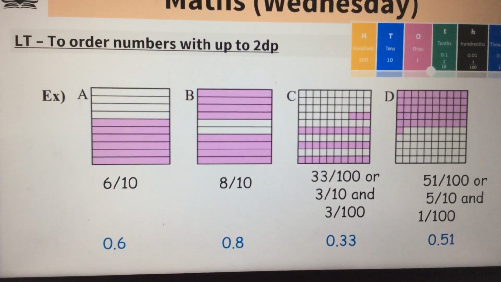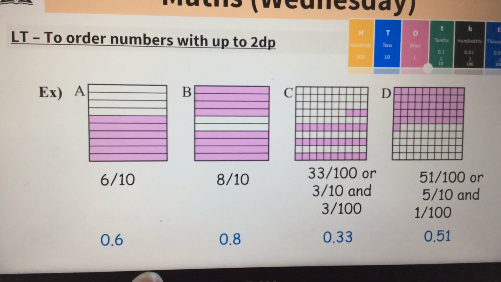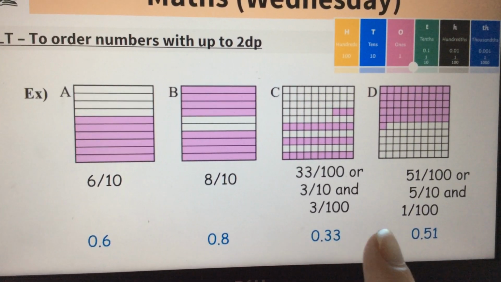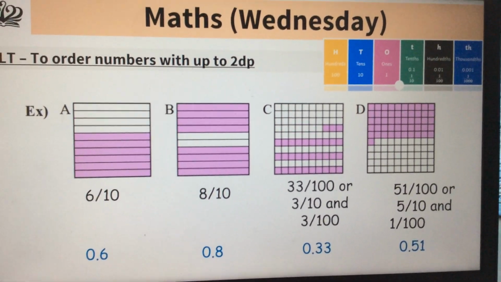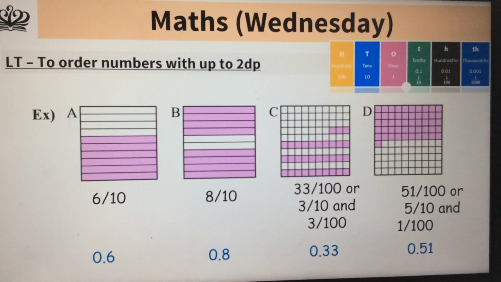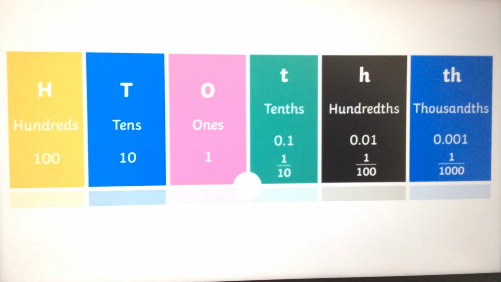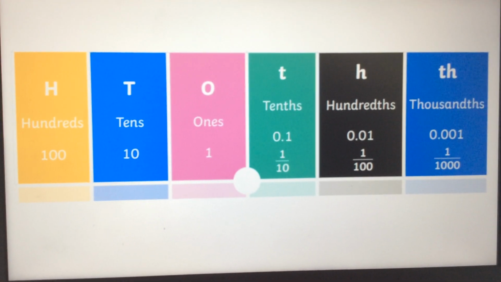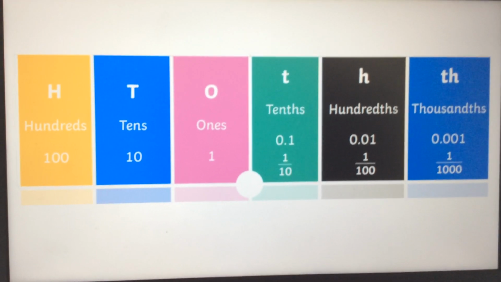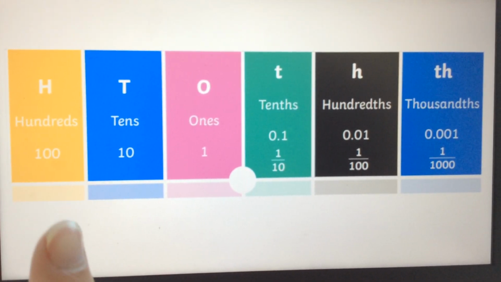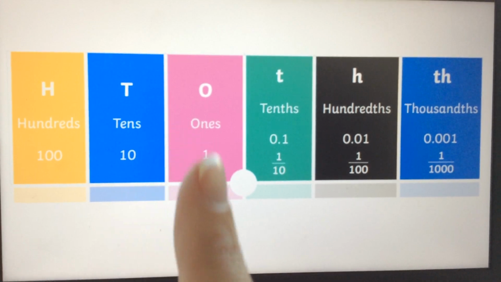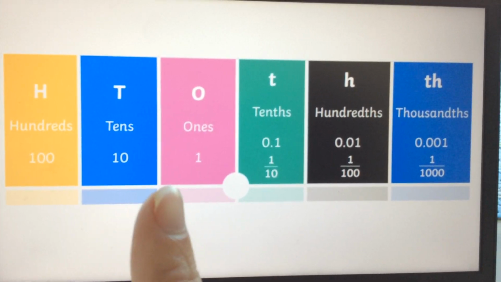So once I've done that and I've got those numbers as decimals, I can then look at comparing them and ordering them, okay? And we're going to do this in a really systematic and logical way. So the way we do that is we go back to our place value grid, okay? Now I'm going to start from the left, okay? If I've got any hundreds or tens or ones, I want to look at those first, okay?